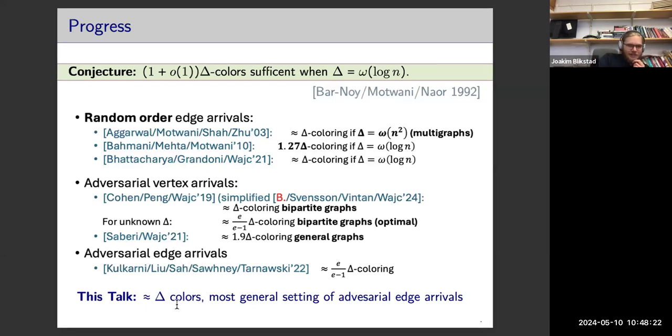And what I will talk about today is that we can actually, in the most general setting again of adversarial edge arrivals, achieve roughly delta colors, a constant competitive ratio of 1. And another thing which I think is cute is this algorithm in itself. I really like it. It's kind of simple. I would say it's much simpler than most of the previous work on this topic, and it works out. It seems like the correct thing to do in some sense. So after this result, this conjecture is resolved and becomes a theorem.